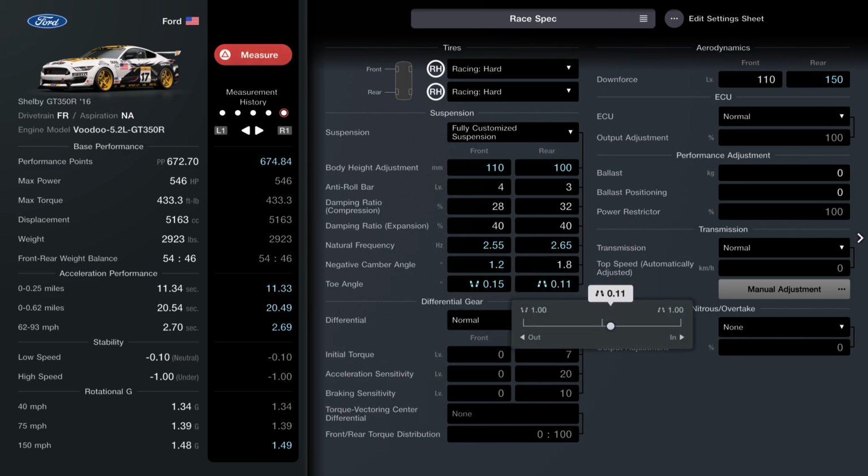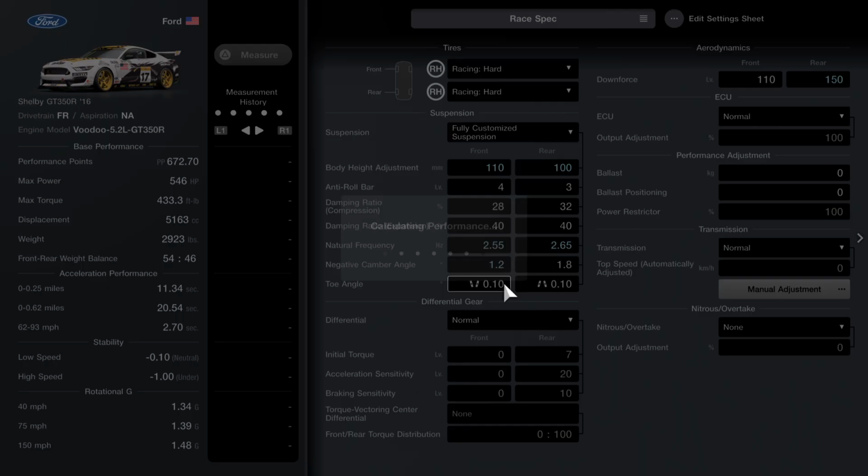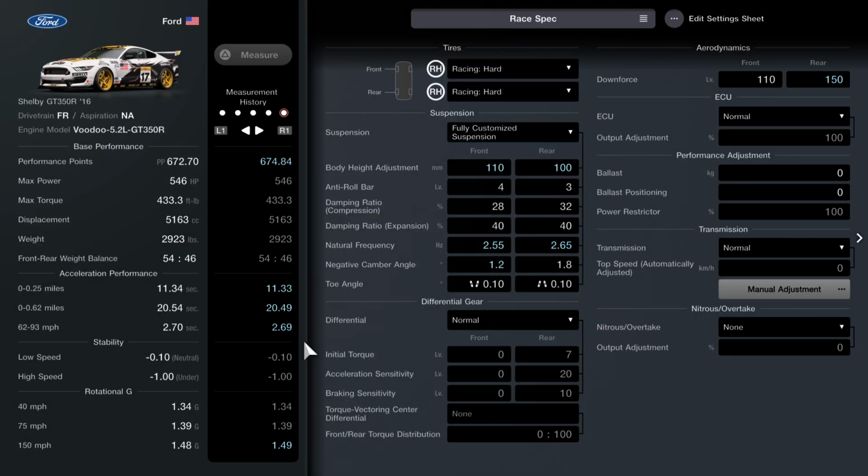Yeah. See, I could always revert back to these because this is how I always start my tunes. Okay, so yeah, that's pretty much covers everything in terms of how to tune downforce in Gran Turismo 7.